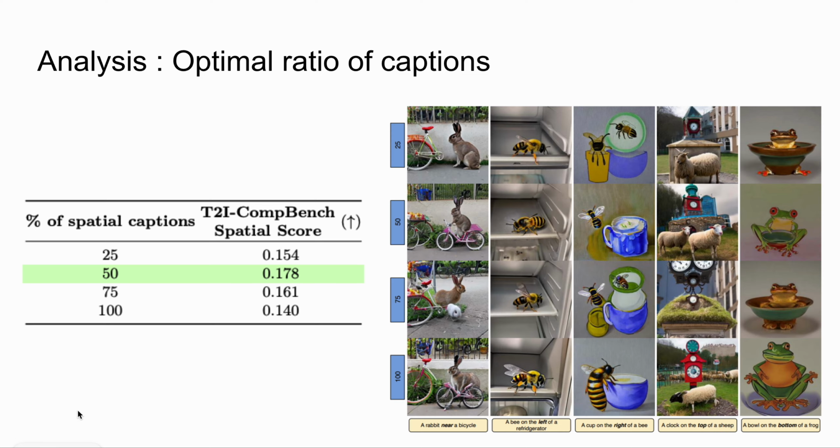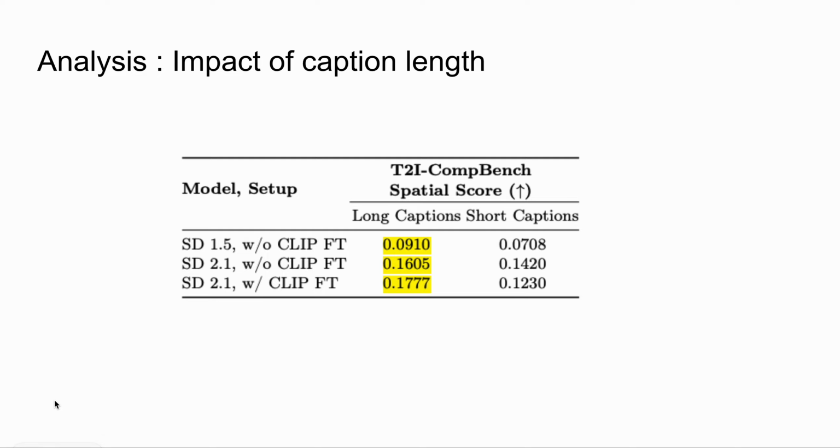We find that a ratio of 50% and 75% of spatial captions is optimal, while all spatial captions lead to catastrophic forgetting. Long captions lead to better performance across multiple settings, as evidenced here.